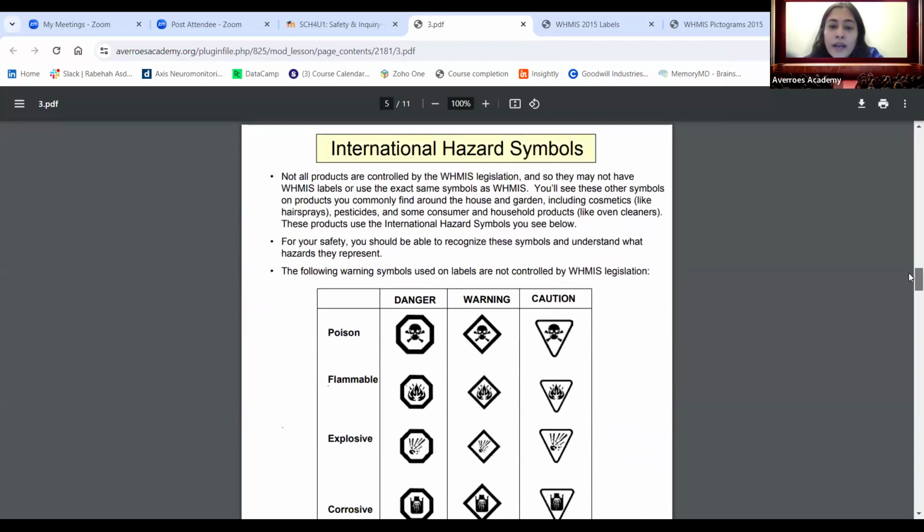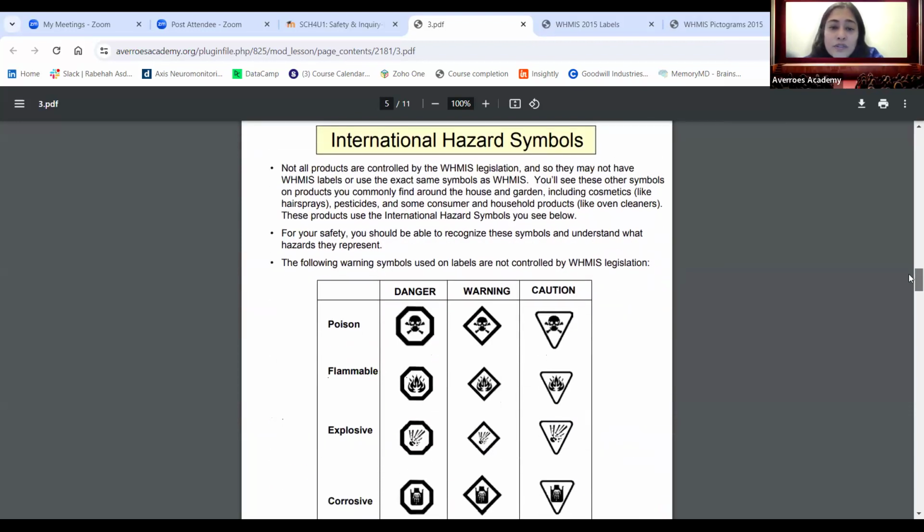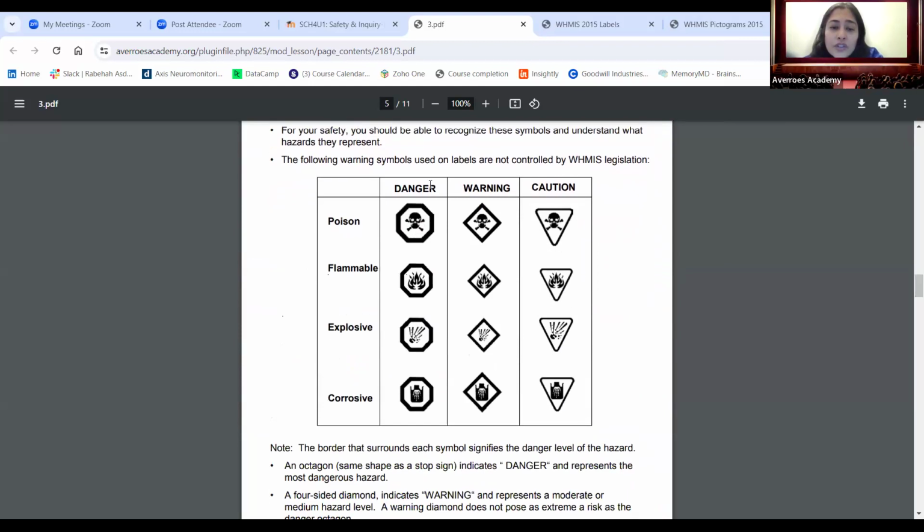Okay, and then we have international hazard symbols down here, which, like we went over, danger has the octagon. That's the stop sign, right? And we have the warning in a diamond. And then we have caution in an upside down triangle.